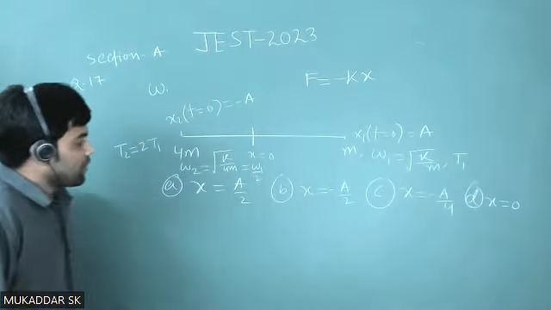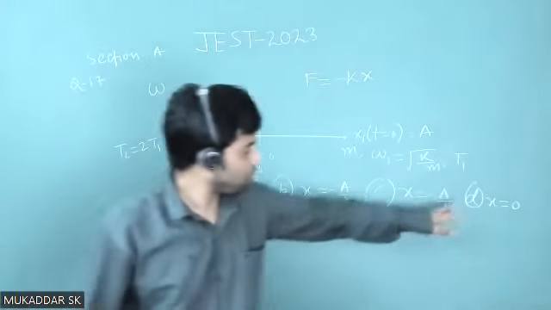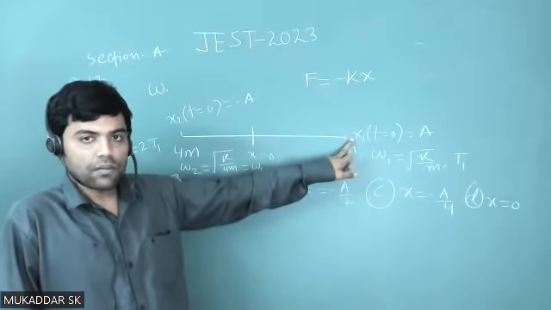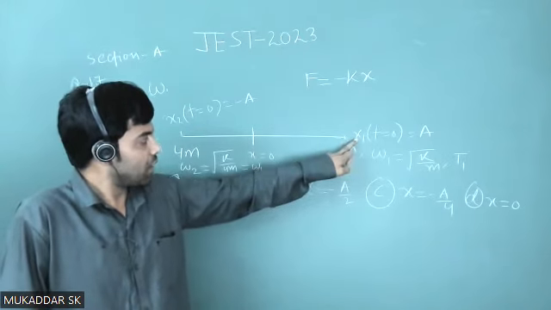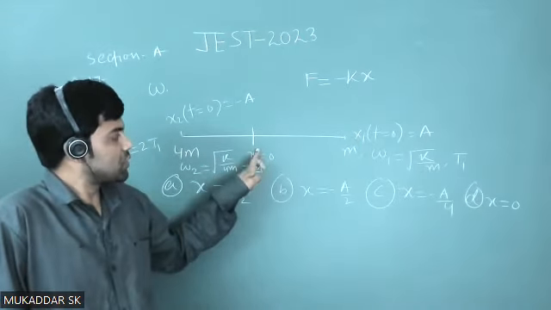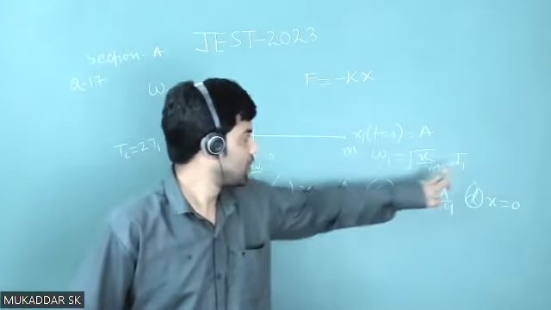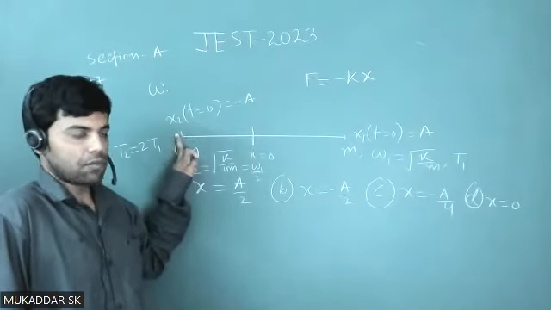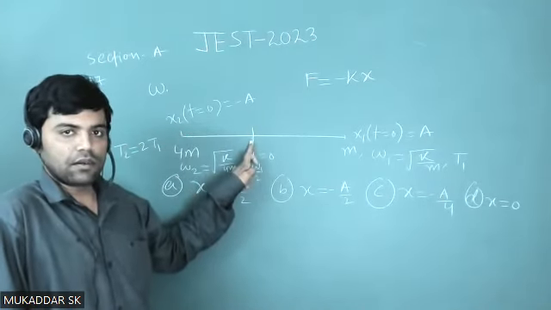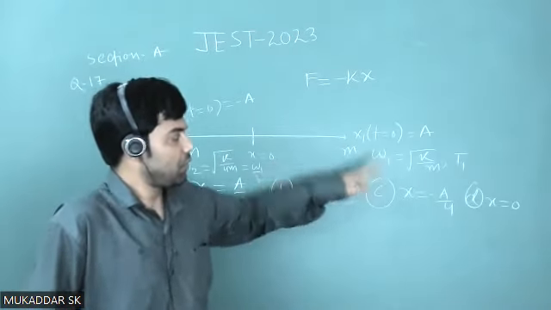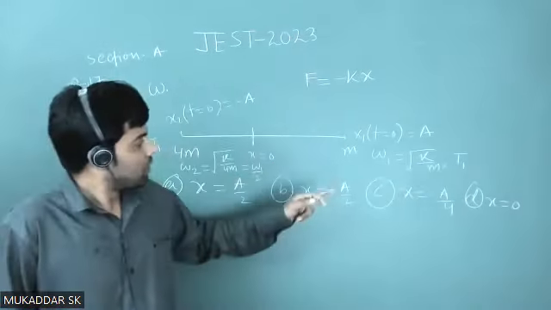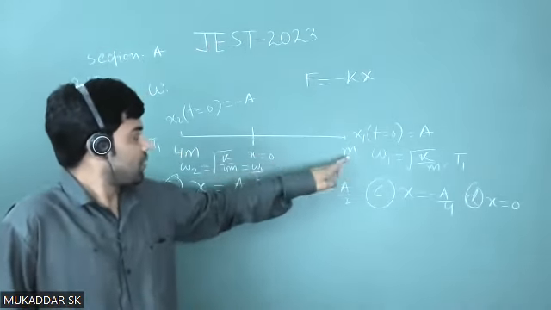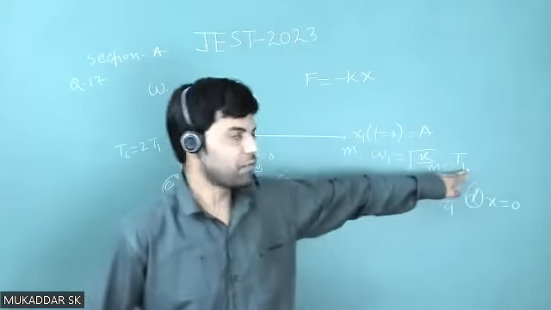Now see, it's interesting, these two options will automatically be cancelled here, because this mass started its journey from the positive extreme condition. It will take time to reach the mean position, and that time will be t1 by 4. How will we do that? You'll have t1 by 4, then t1 by 4 again, t1 by 2, then t1 by 4 again, 3 t1 by 4, then t1 by 4, and that will be your complete t1. So the time required for the m mass to reach from the extreme position to the mean position will be t1 by 4.